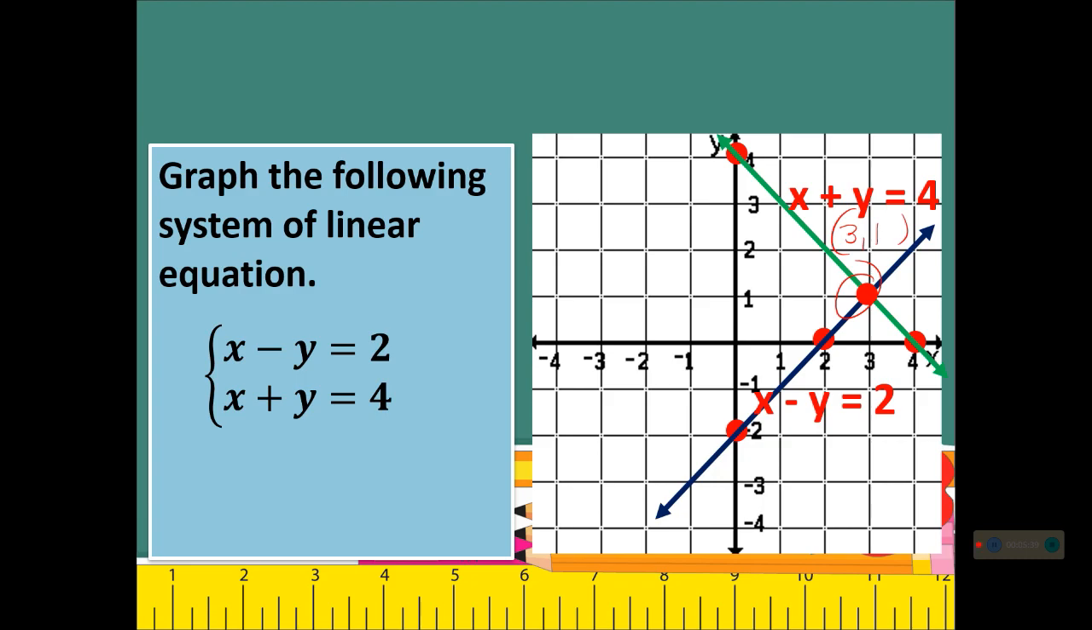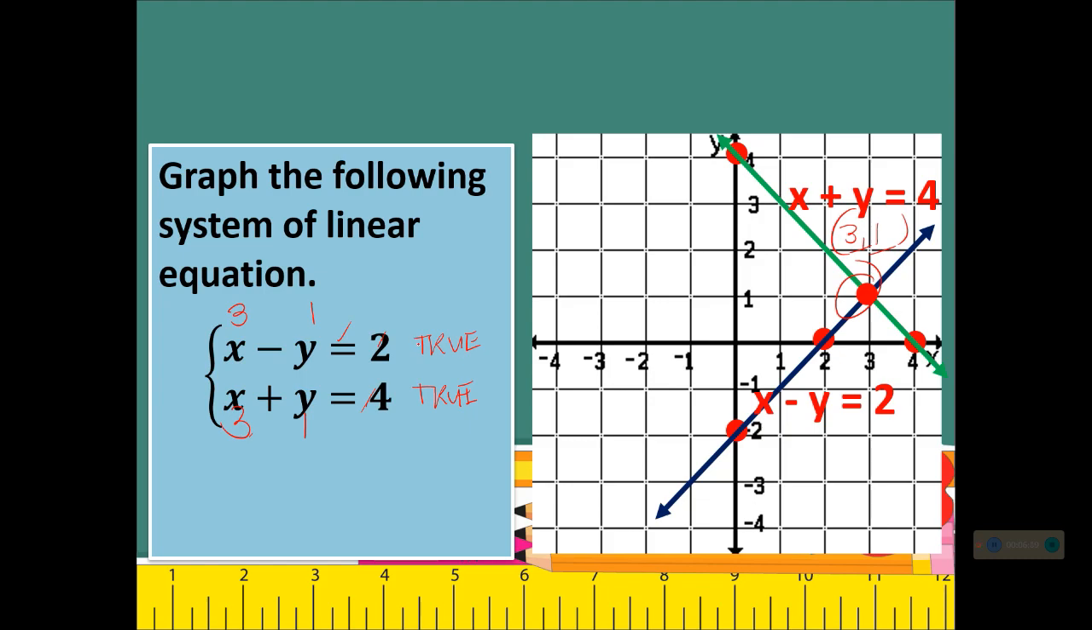Okay, and if you are going to check this 3, 1 on the equations of the given system, we are going to substitute 3 in place of x and 1 in place of y. So we have here 3 minus 1 is 2, which is true. On the second equation, let us have 3 in place of x and 1 in place of y again. So 3 plus 1 is 4. So 4 is equal to 4, which is also true.